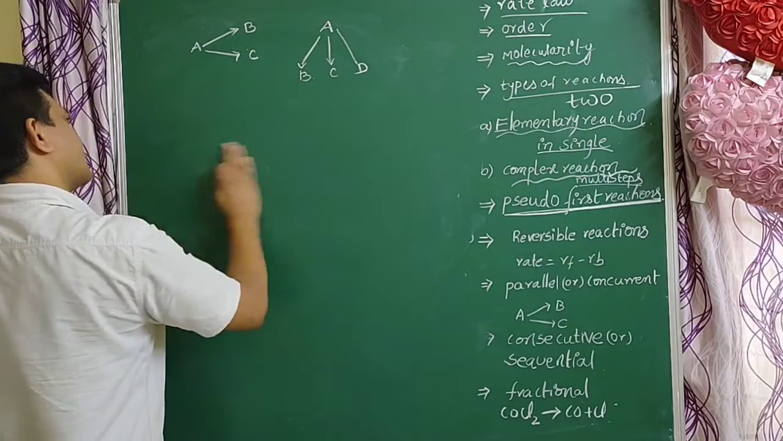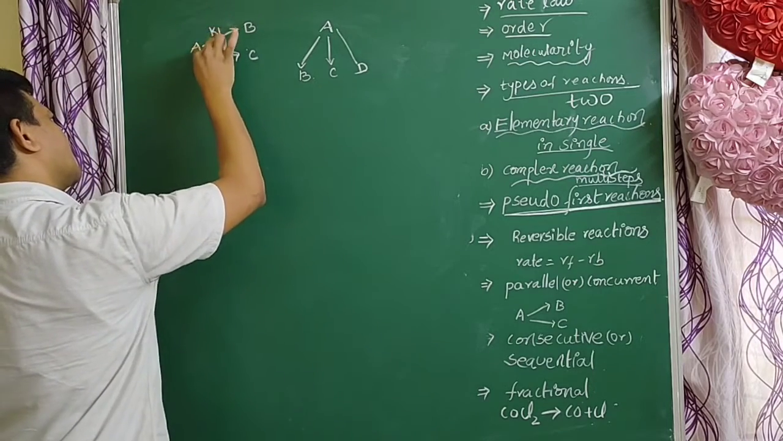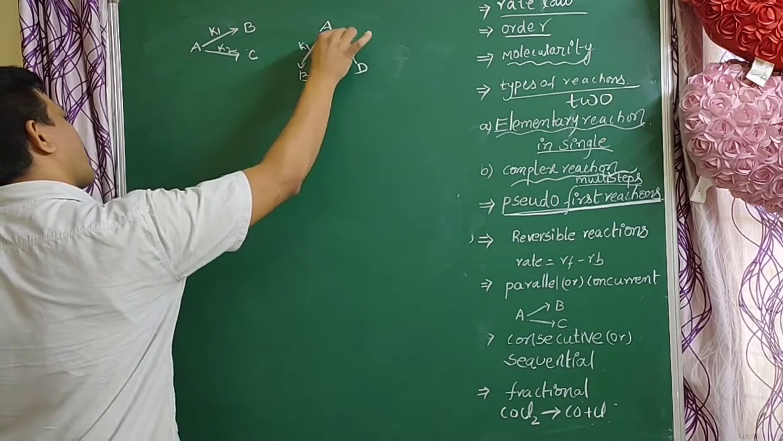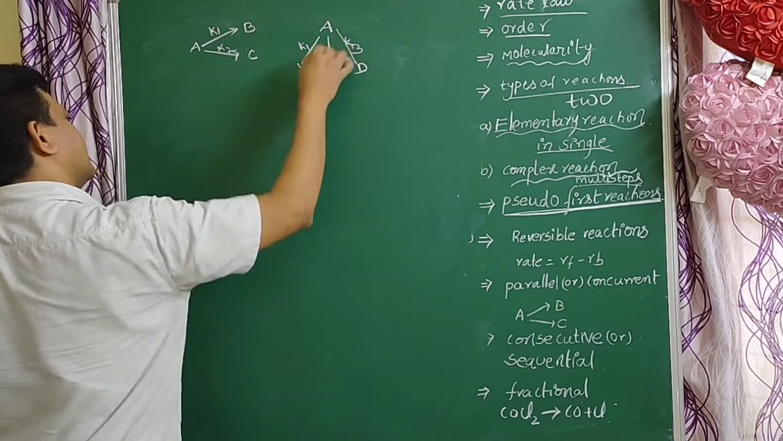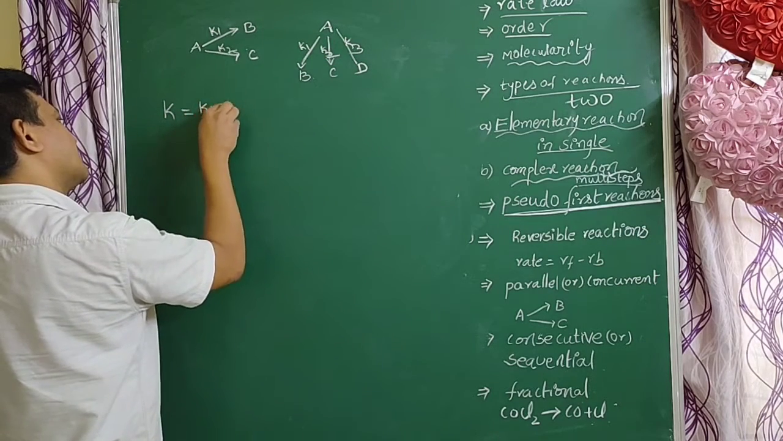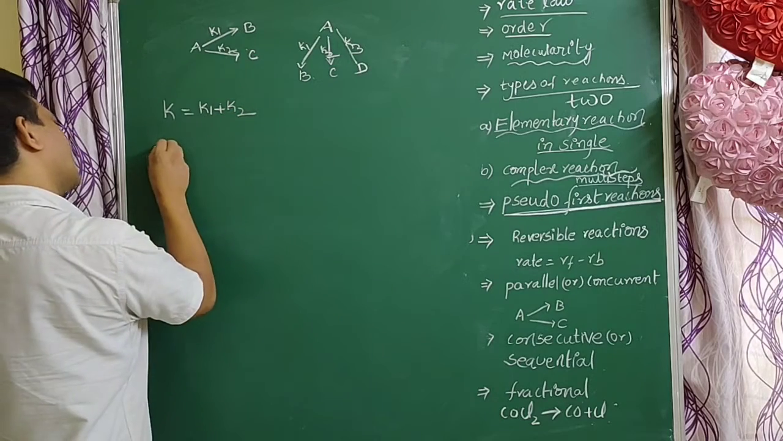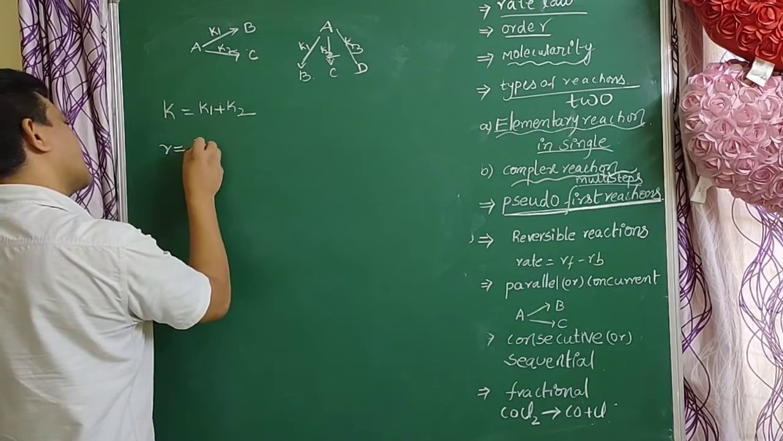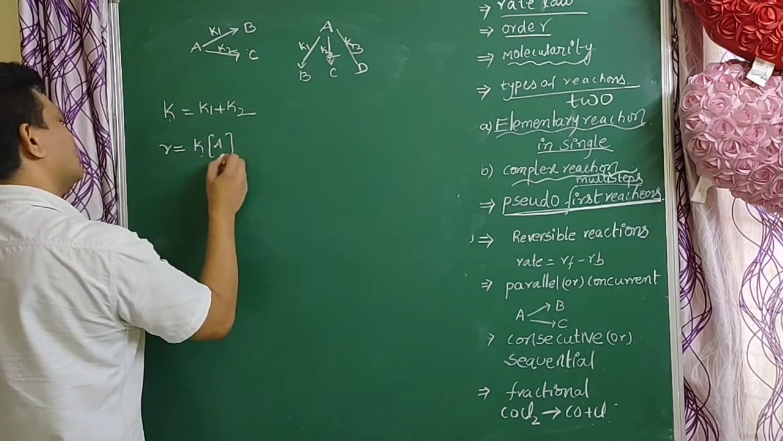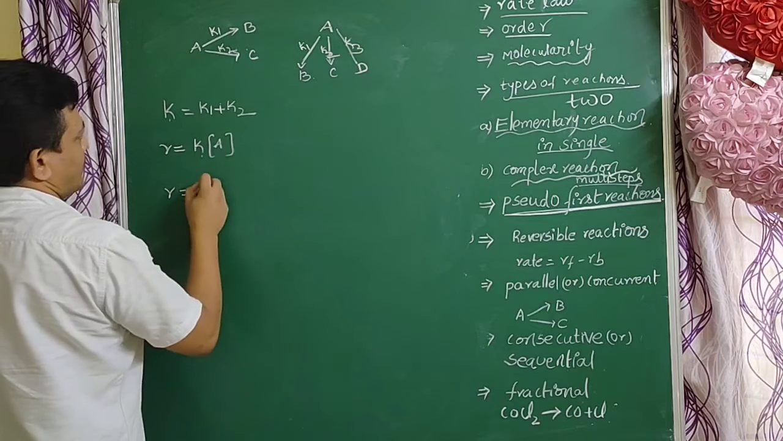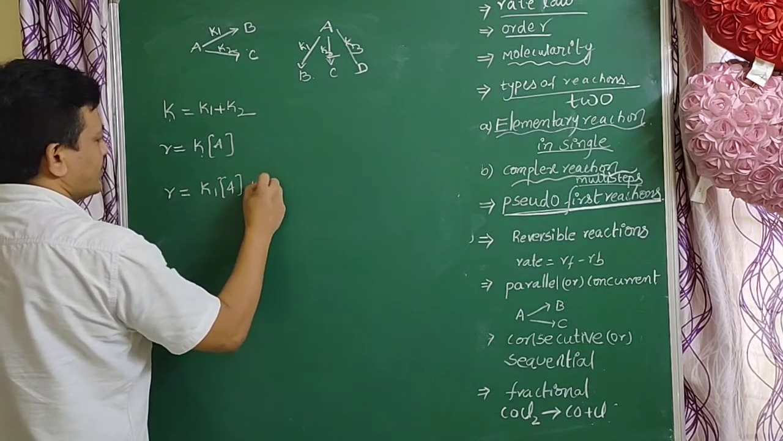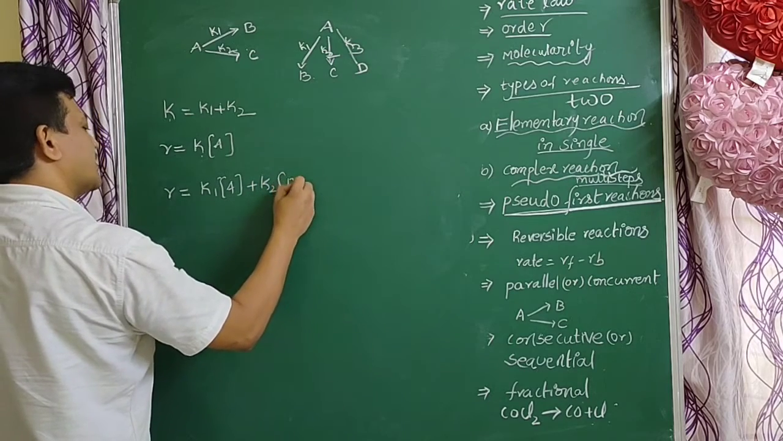For parallel reactions, this is K1, this is K2, K3. A resultant K equals K1 plus K2. So your rate for this reaction equals K, the resultant K, into concentration of A, or K1 into concentration of A plus K2 into concentration of A.